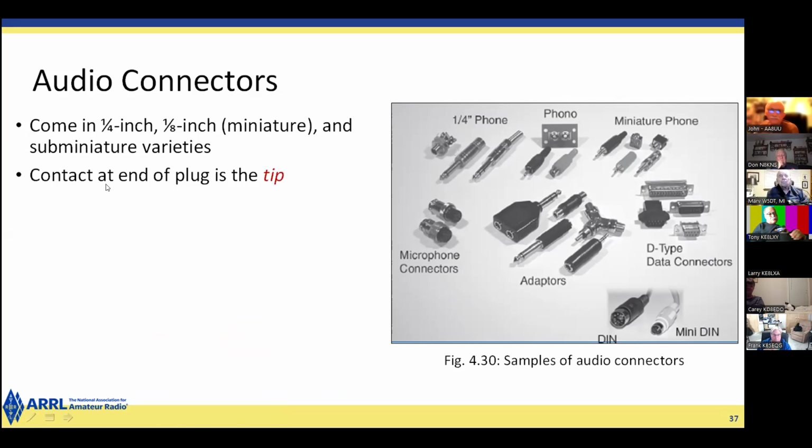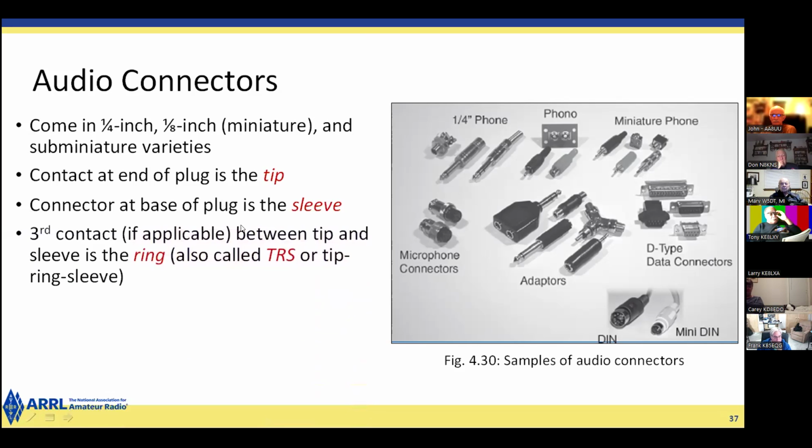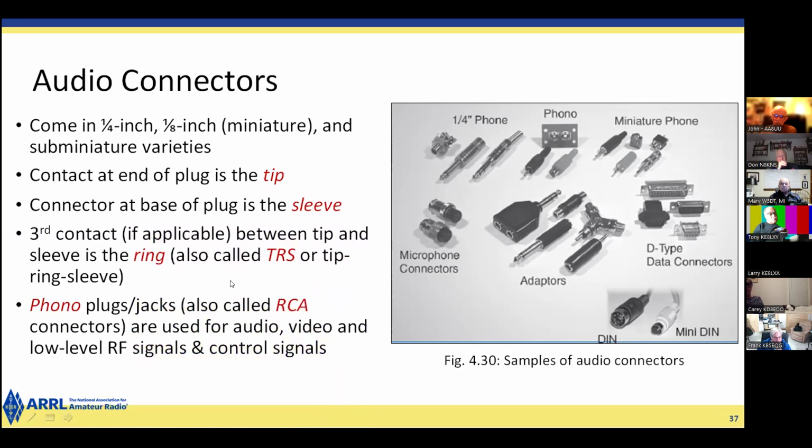The contact at the end of the plug is the tip. Okay. The connector at the base of the plug is the sleeve. The third contact, if applicable, between the tip and the sleeve is the ring, also called the TRS, or tip ring sleeve. See, I was afraid of that. They don't have the fourth one.